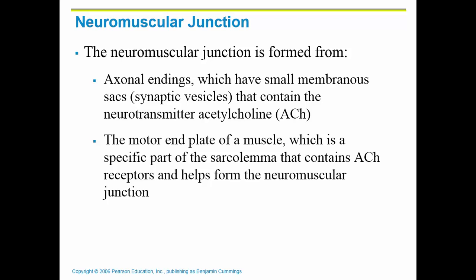Now, when the axon and the sarcolemma, or the cell membrane of the muscle fiber, come together, they form something called the motor end plate. And the motor end plate is on the muscle side, and it is a specific part of the cell membrane or sarcolemma that is going to receive, so it has these little receptors that are going to receive the neurotransmitter acetylcholine.